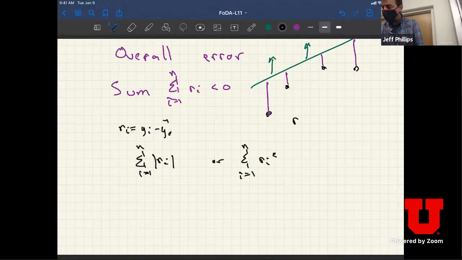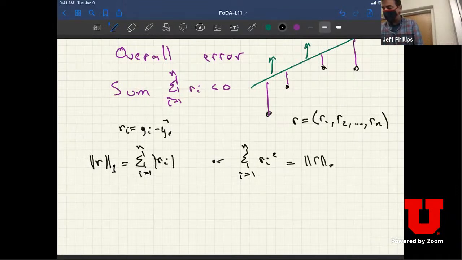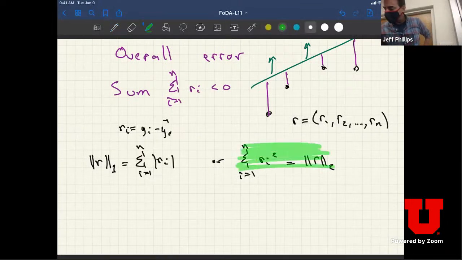Okay, and I can think of having an R vector, which is R1, R2, up to Rn, right? So this is a vector. And this one corresponds with the L1 norm. And this one corresponds with the L2 norm of this residual vector. Okay? And so these are both good choices for the error, and these are both used. It's much more common to use this one. Okay, so this is what we are going to focus on.